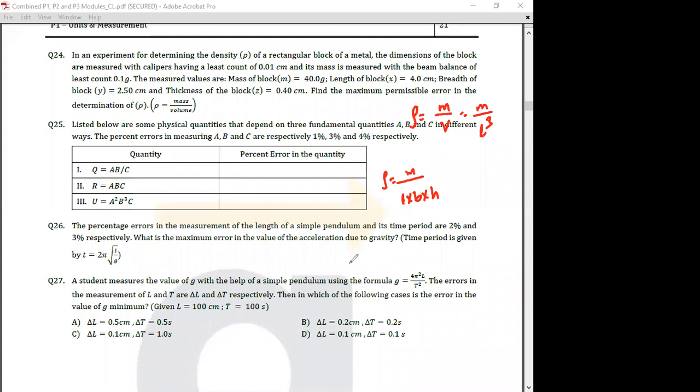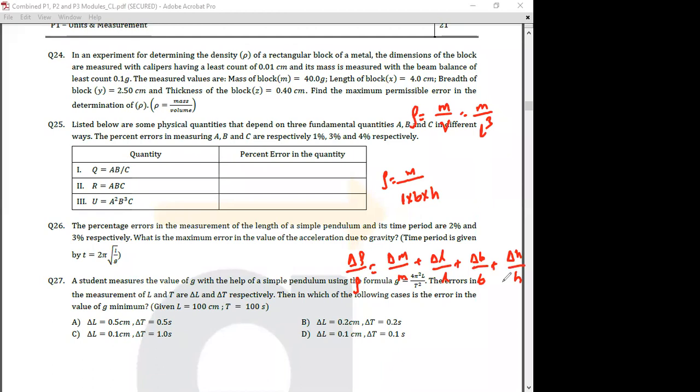When you talk about this, what is delta rho by rho? Don't you think it will be delta m by m plus delta L by L plus delta B by B plus delta H by H? Yes or no? Raise your hand. Yes or no? Right? Very good.